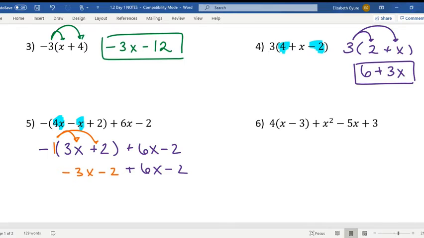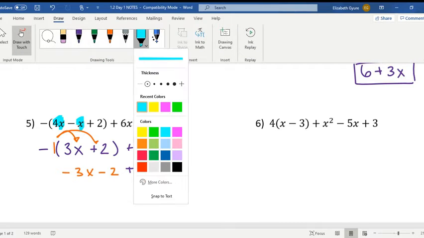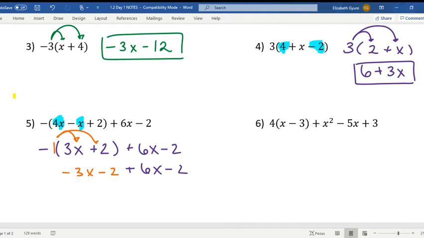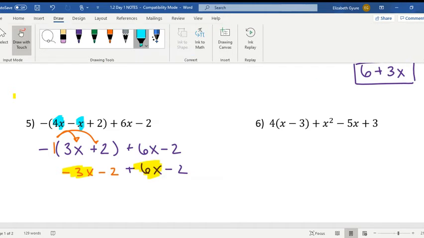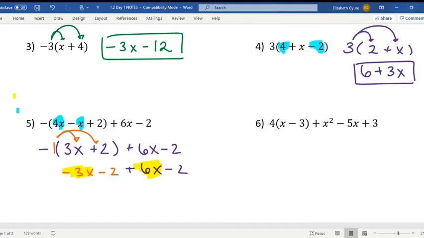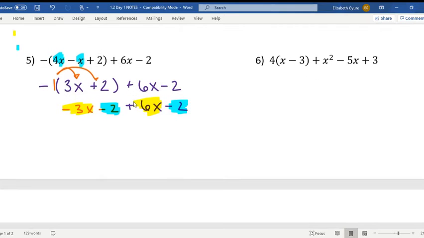All right, so now where do we see some like terms? Owen, where do you see some like terms in number 5 now? You there, Owen? Good, -3x and 6x. Nick, where else are there some like terms? Yeah, -2 and -2. Good.